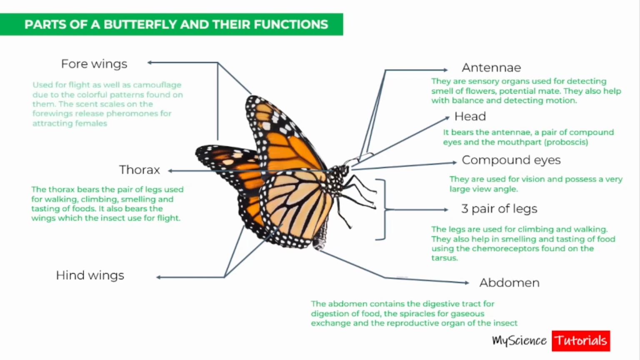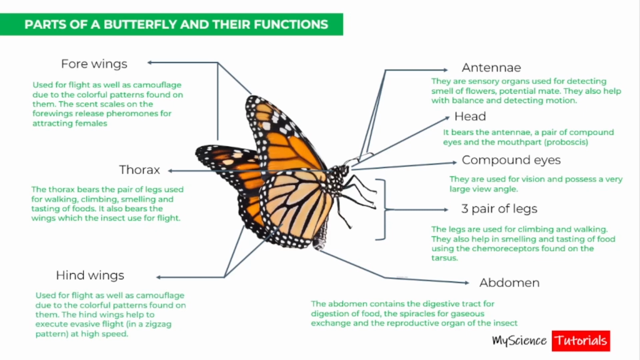Now let's look at the fore and then the hind wing. So the forewing is used for flight as well as camouflage due to the colorful pattern found on them. The scent scales on the forewings release pheromones for attracting females. Now the hind wings are also used for flight as well as camouflage due to their colorful pattern. The hind wings help to execute evasive flight in a zigzag pattern at a high speed.